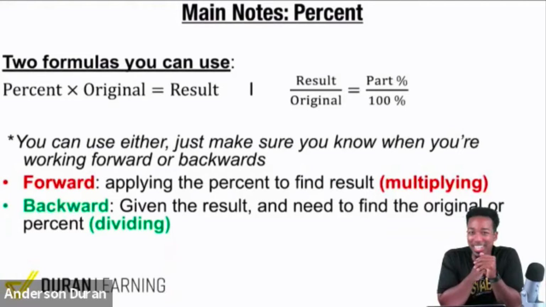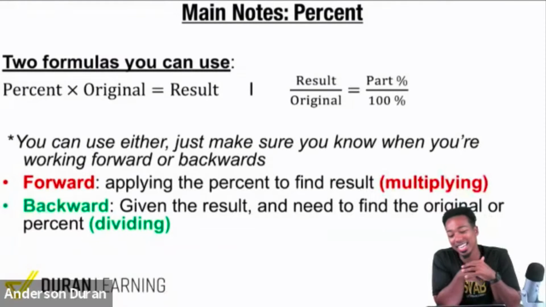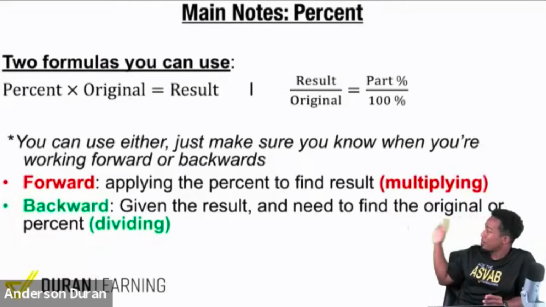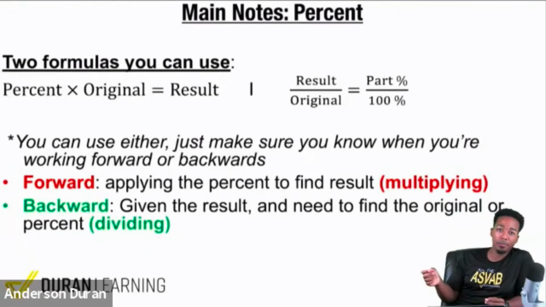We're going to make sure we have this down by the end of class. And I'm really excited to see it. So again, forward, multiplying, and that's again to find the result. Backwards, to try to find the original number or find the percent, we're always dividing. Always dividing. All right. So once you got that down, type got it in the chat box.